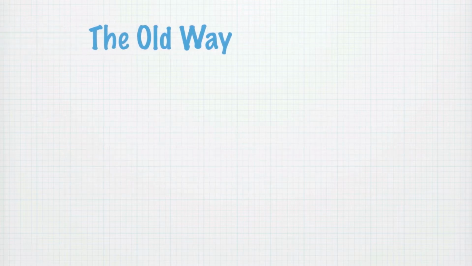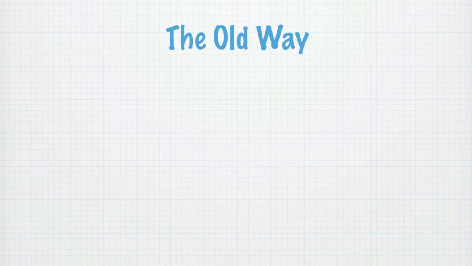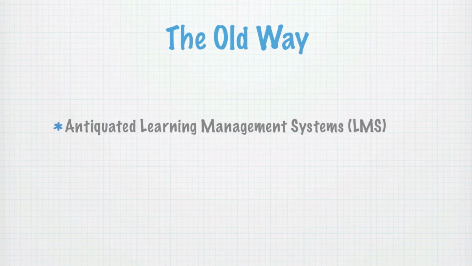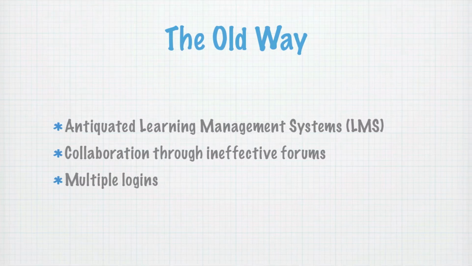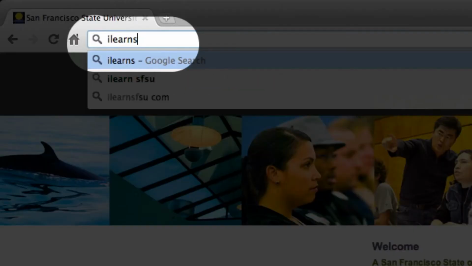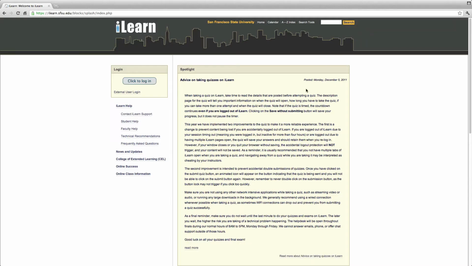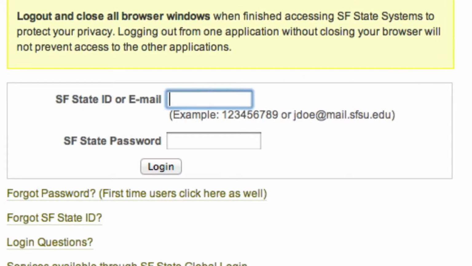So next, I would like to talk about the old way of learning online. Whether it's through using antiquated learning management systems, or LMSs, whether it's collaborating through ineffective forums, or using multiple logins to access course information. Let's look at an example of doing things the old way. Using the current tools for online learning, you would log in at ilearn.sfsu.edu. Click Login, and enter your SF State ID and password.